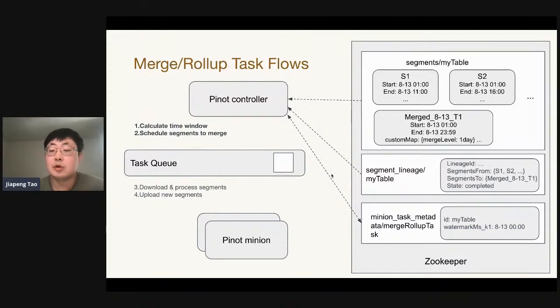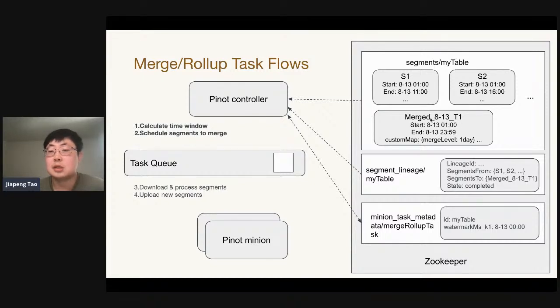So the watermark will be the start time of the time window. Then the controller will try to select the segments in that window. When it looks through all the segments in that window, it will honor the segment lineage, which means it will not look at the original segments. It will only look at the merged one.